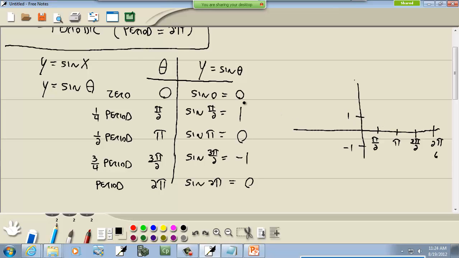Kind of gives you an idea. So then we plot points. 0, 0, it'll be right there. Pi over 2 and 1 be right there. Pi and 0 would be right there. 3 pi over 2 and negative 1 would be right here. And 2 pi and 0 would be right here. Now these have a curve to them. Like that. Okay, period is 2 pi. See how my graph starts here, goes up like that, goes down, comes back, and then back to the starting point, the same place where I started.